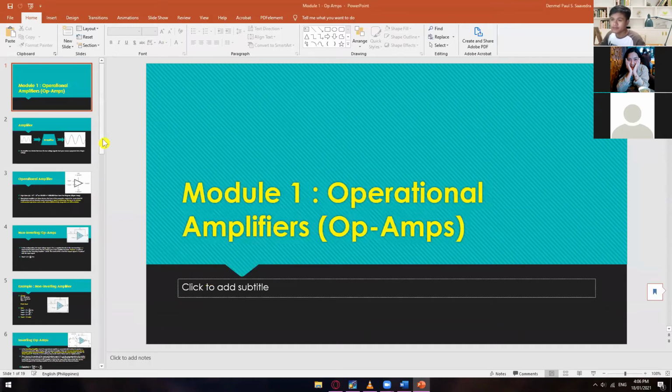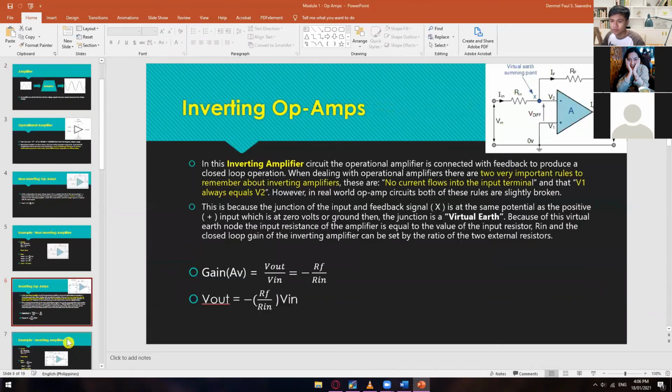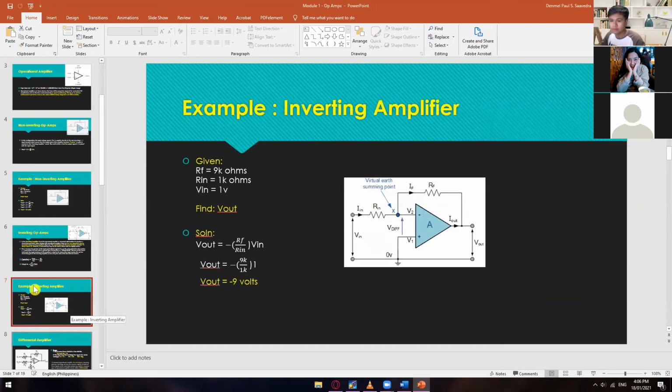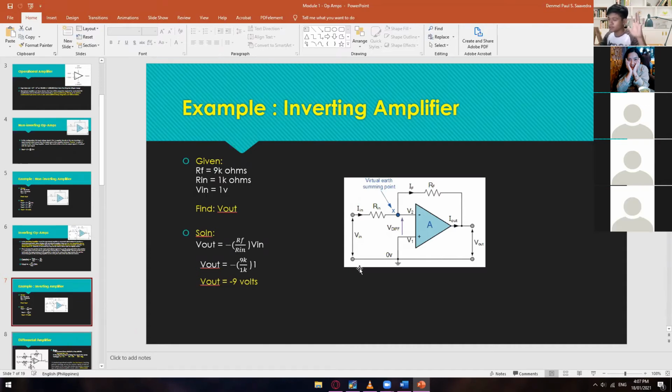Okay, so last meeting we have just finished up to this point, inverting amplifier. Okay, so are you guys ready now to have a discussion on the next topic that you got to do with your laboratory? Are you guys now ready? Yes, sir. Do you guys have any concerns or question before we continue this discussion? All right, so I guess none.